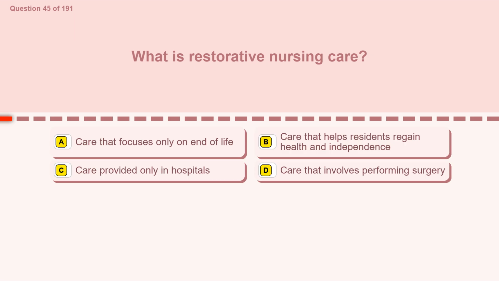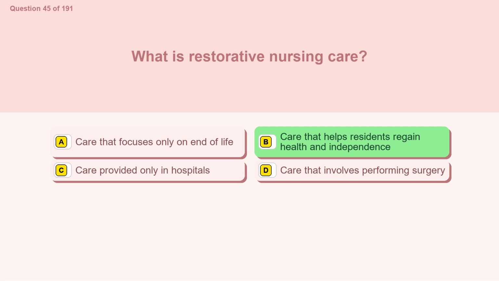Question 45. What is restorative nursing care? Option A. Care that focuses only on end of life. Option B. Care that helps residents regain health and independence. Option C. Care provided only in hospitals. Option D. Care that involves performing surgery.